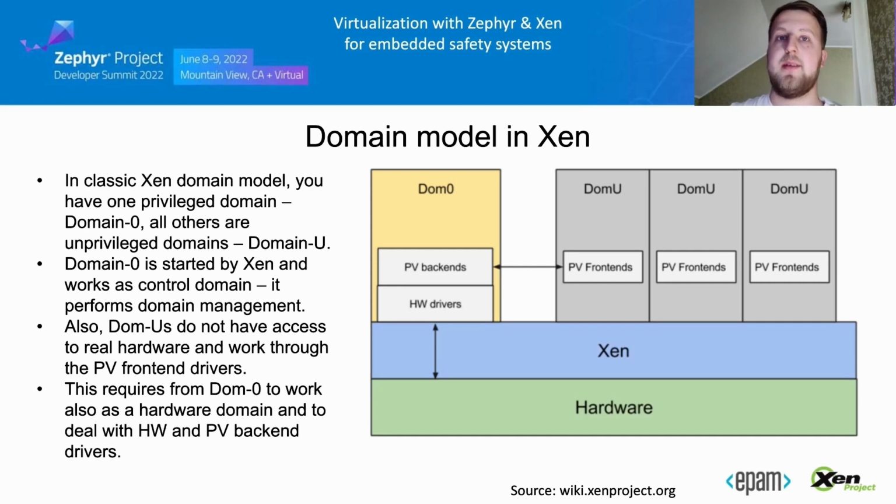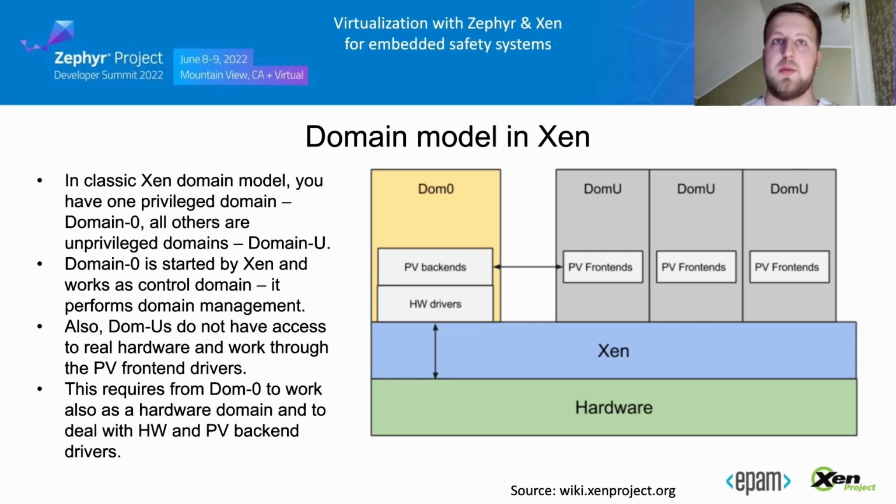Let's look at the classic Xen domain model. As you can see, Xen is running directly on hardware and can trap any actions from all domains. Also, you can see one instance of privileged domain which contains hardware drivers. DOM0 has access to real peripherals. And one or more instances of unprivileged domains, or DomUs.